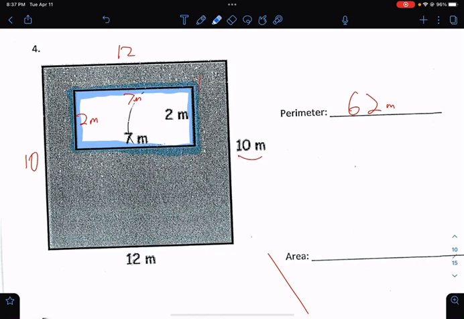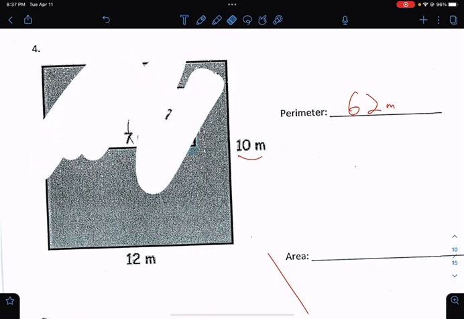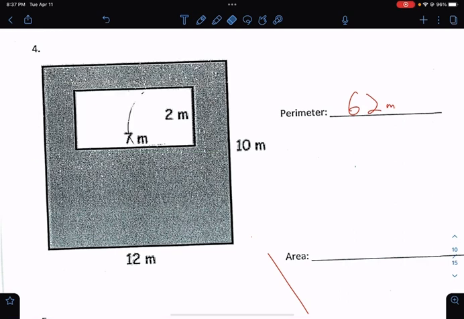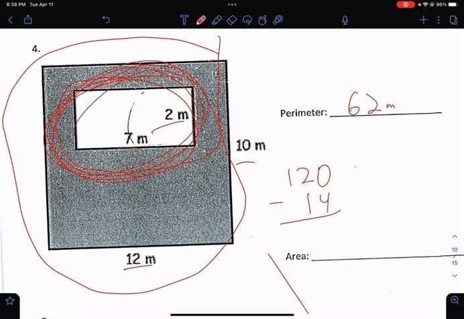All right, now the area, this is where it gets tough. This is going to be a lot tougher. We need to find the area of this inside region, we need to find the area of the entire thing, and then we just take that inside region out, which means we're going to subtract. So I'm going to take 12 times 10, which is 120. I'm going to take 7 times 2, which is 14. All I have to do is subtract them because this inside area is not going to be included. So I'm going to get 106, and it's going to be meters squared.